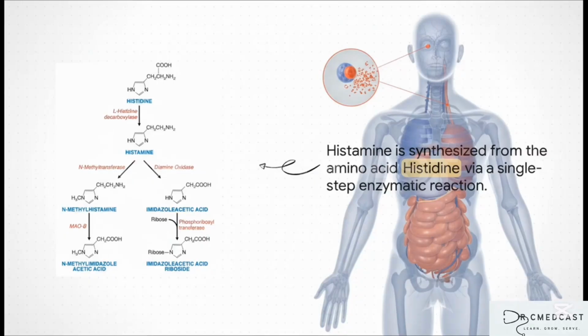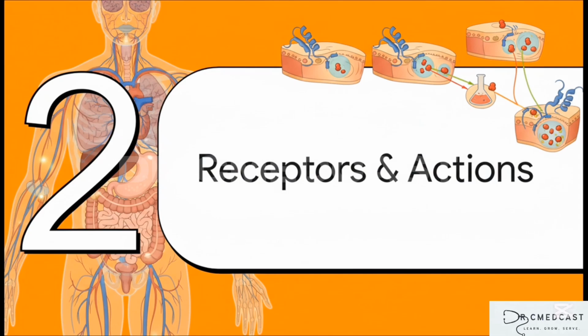What's really interesting here is how simple it is to create such a potent molecule. It's a one-step reaction. You take the amino acid histidine, an enzyme comes along and snips off a carboxyl group, and boom, you have histamine. It's then stored in these tiny granules, ready to be released the moment it gets the signal. Okay, so we know what it is and where it comes from. Now, let's talk about what it actually does.